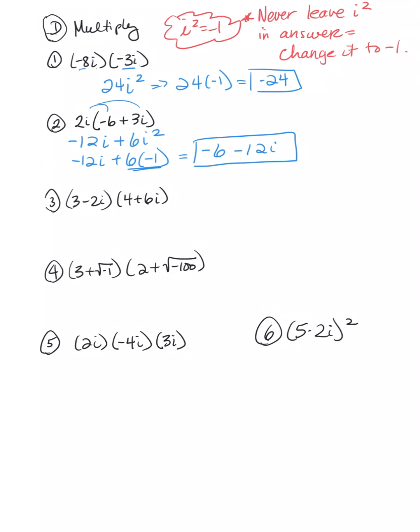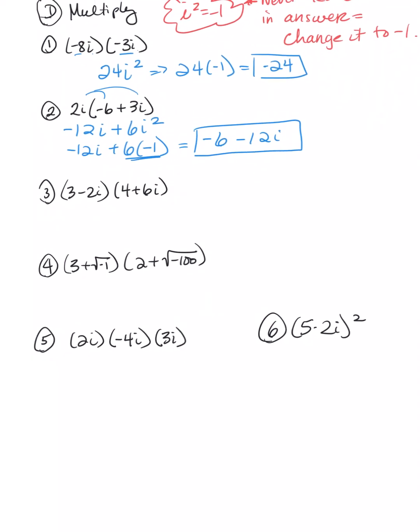Number 3, okay, this is a binomial, so we're gonna do FOIL again, where we multiply first, outer, inner, last. Let's do first terms. I get 12. Outer, I get 18i. Inner, I get -8i. Last, I get -12i squared.